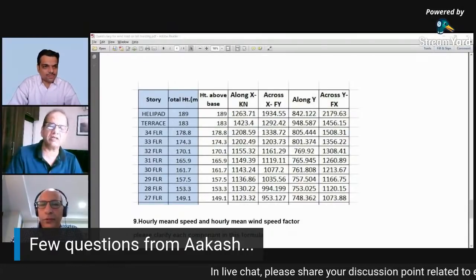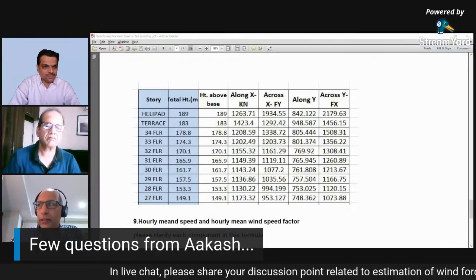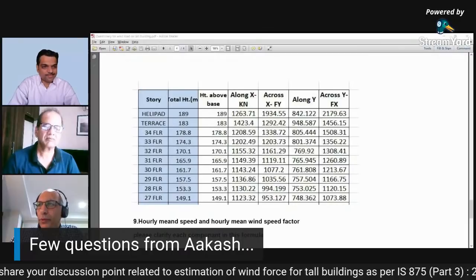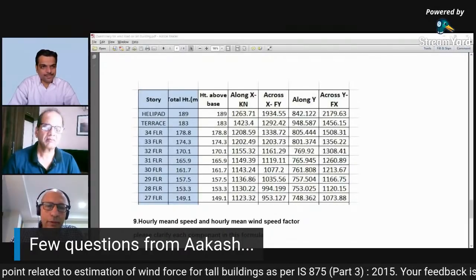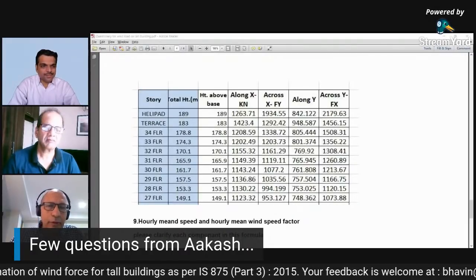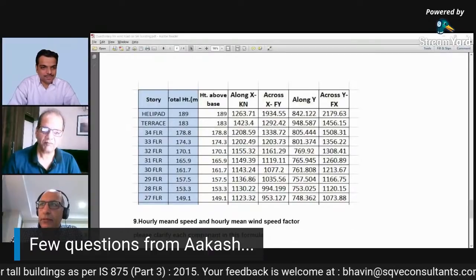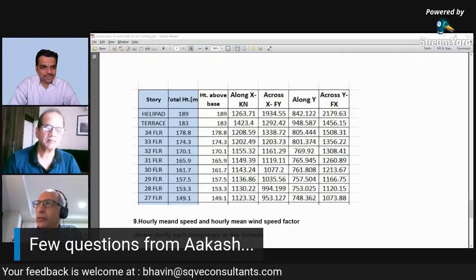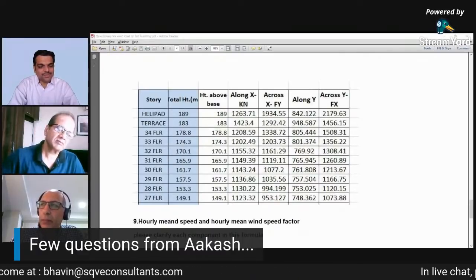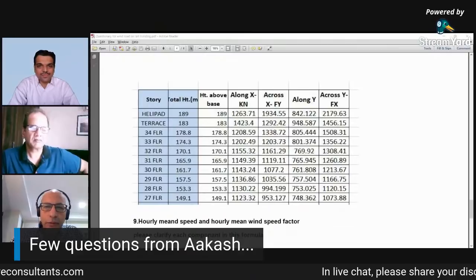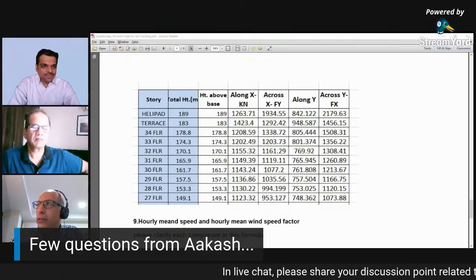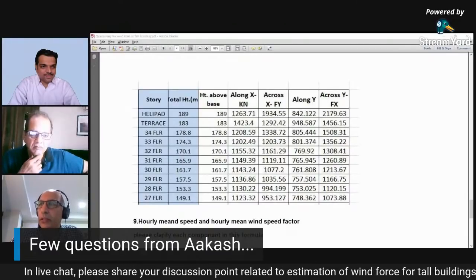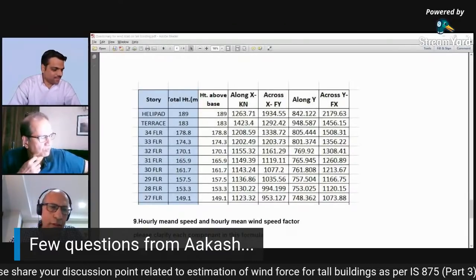You can't take a 10 to 1 to 1 building, for example, and use the curves in there, because the numbers will be very different. In fact, anything more than a 6 to 2 to 1, what you see in there is essentially the upper limit of what the code can cover. Anything more than that aspect ratio is generally not covered by wind codes.